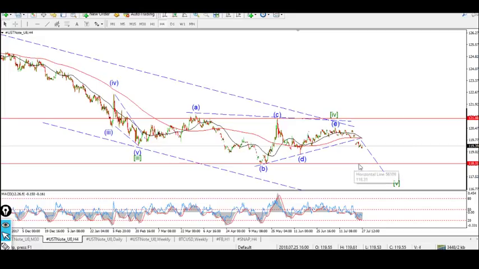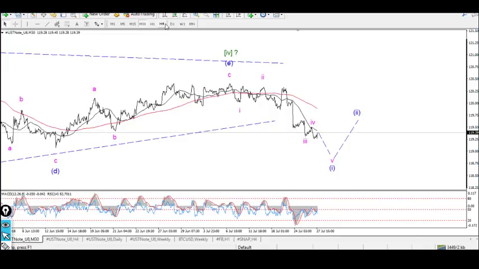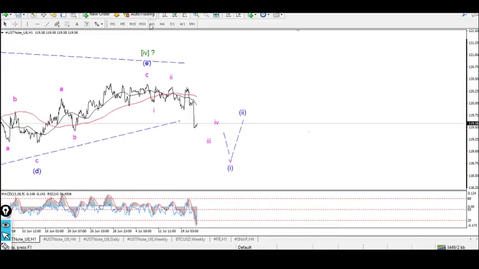So we could be looking at a breakdown into a 5th wave here. And this 5th wave, I reckon at a minimum it should bring us down below 118, because that'd be the lower extent of the triangle. So let's get to the hourly chart.